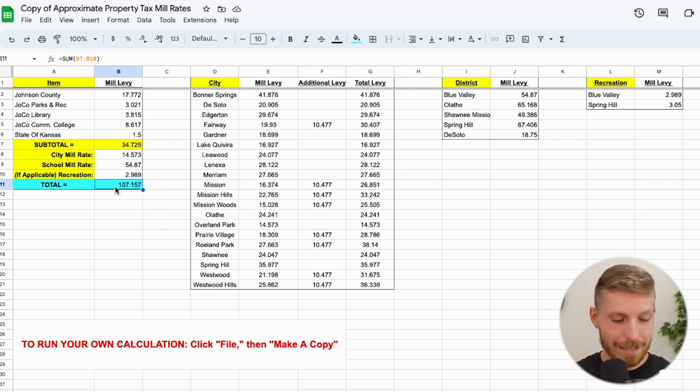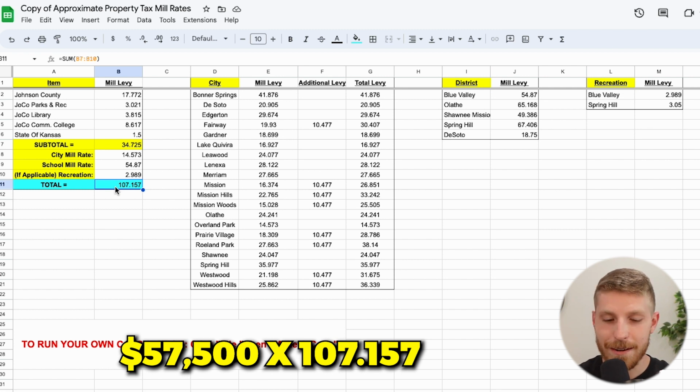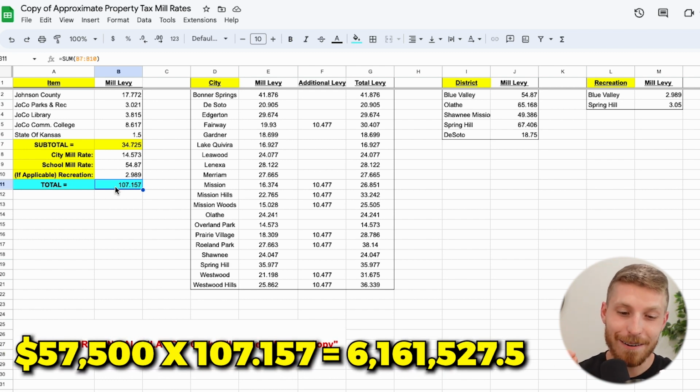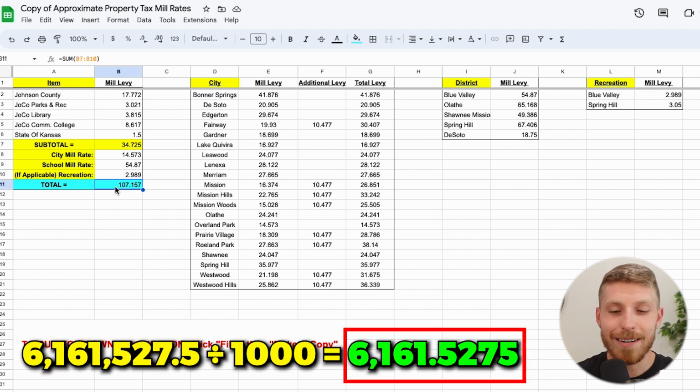So that formula, as we had it so far, $500,000 is, let's say, the appraised value of the home. We've just bought the home, we got it appraised at $500,000. 11.5% of that is $57,500. Now we're going to times that $57,500 by the mill rate right here, which is 107.157, and that's going to return a very high number that reads $6,161,527.5. Okay, we're going to divide that by 1,000. And that gives us $6,161.53 if we're rounding up.